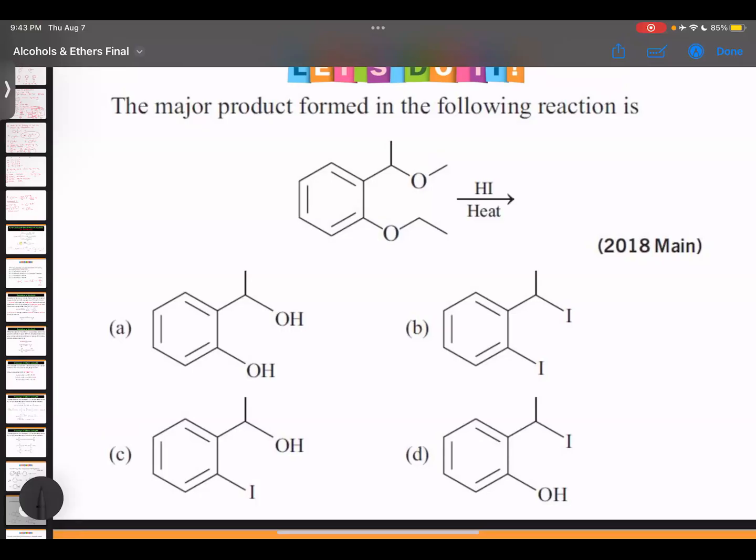So what should be the right answer? First, you should look at the oxygen directly connected to benzene. And you should not separate that oxygen which is directly connected to benzene because that will have a partial double bond character and that double bond is very difficult to break. Getting my point?